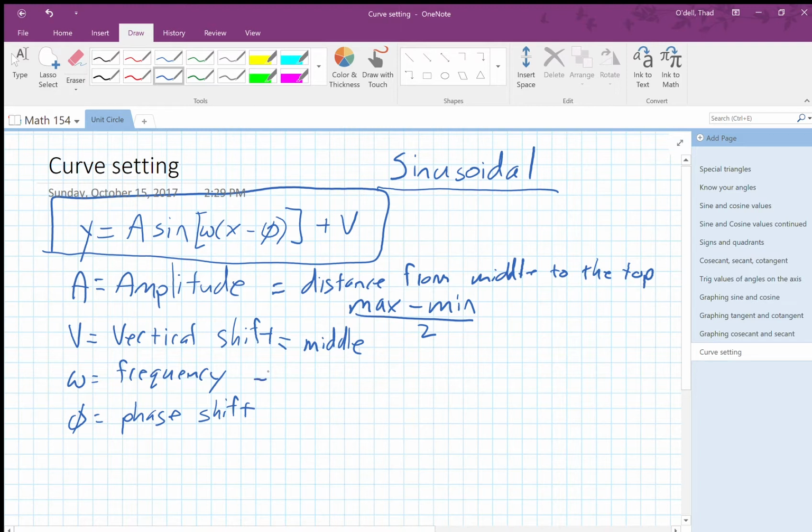Frequency, in sine and cosine, is always 2 pi divided by the period. Likewise, if I'm trying to find the period from the frequency, that's going to be equal to 2 pi divided by the frequency. And that is not a W, it's an omega, a Greek letter that stands for frequency. And then finally, phase shift is a fancy way of saying the horizontal shift.